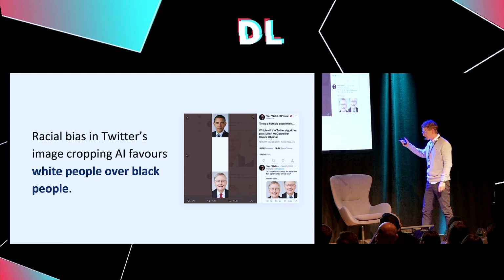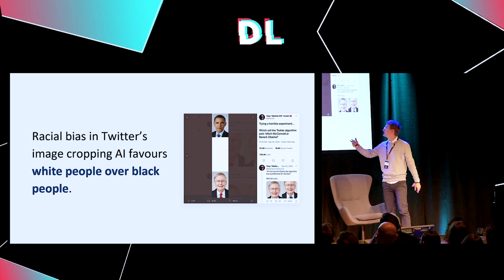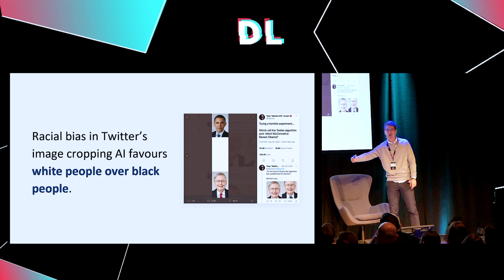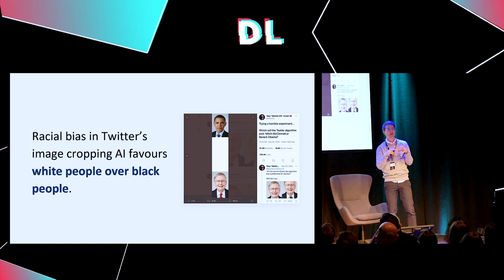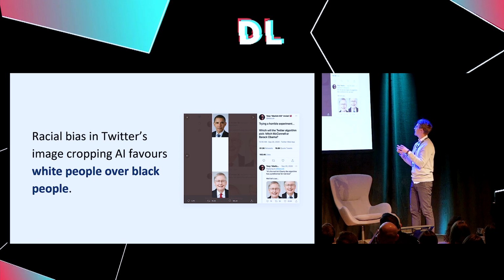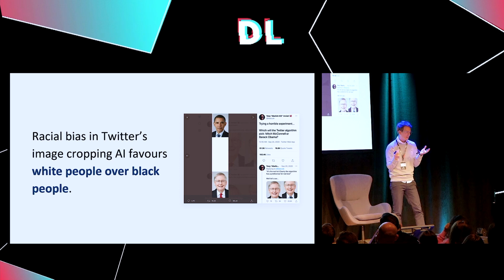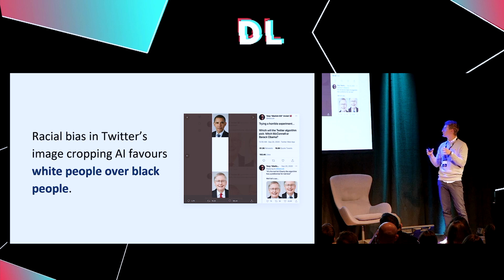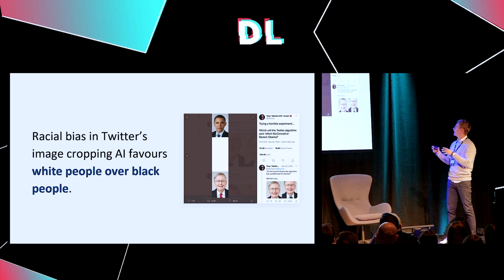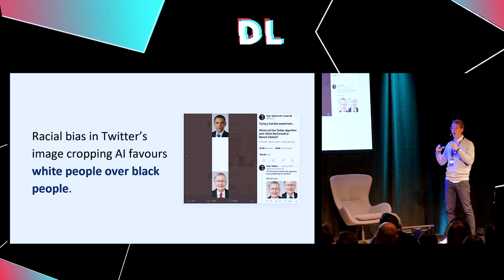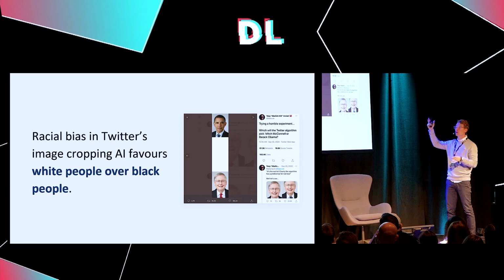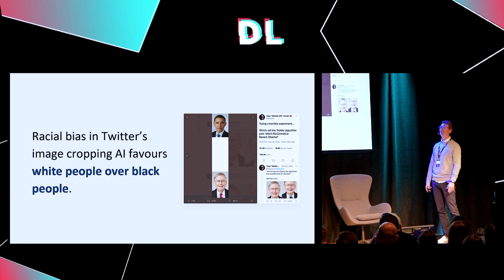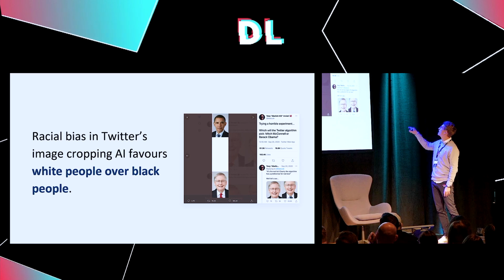Well, Twitter, genius as usual, decided to use AI to identify the most important parts of the picture and crop around this part. And what happened is that the algorithm behind Twitter automatically cropped the pictures around white males. Even though you had Barack Obama, who was twice the freaking president of the US, right? And Twitter decided, nah, you know what? The most important person is this guy, Mitch McConnell.